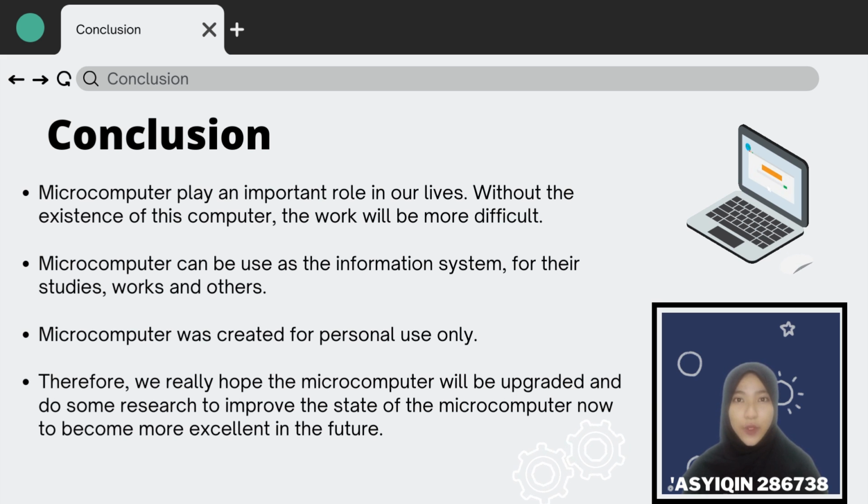Therefore, this microcomputer was created for personal use only, such as chatting with friends, editing the pictures, and playing the games. But there are also the bad sides of this microcomputer that we cannot hide. Therefore, we really hope that this microcomputer will be upgraded and do some research to improve the state of this microcomputer to become more excellent in the future.